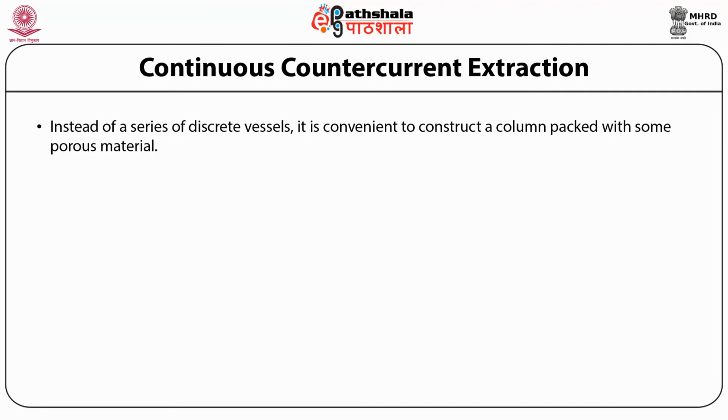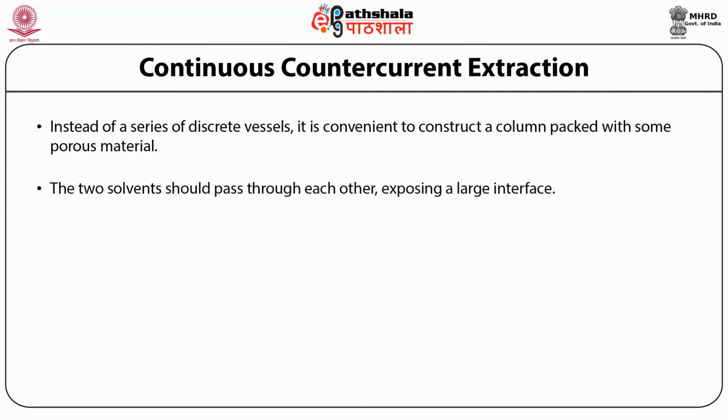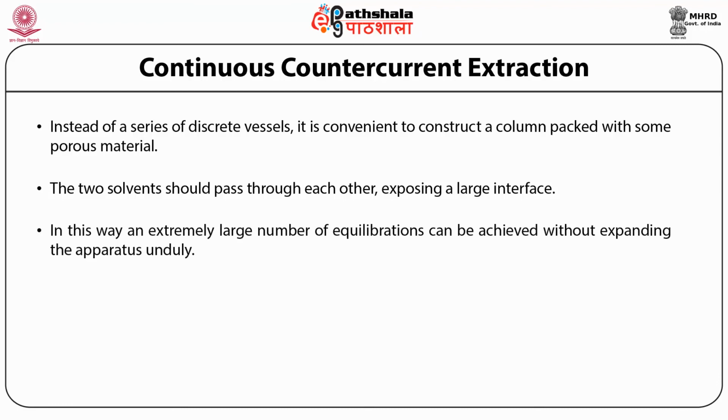Instead of a series of discrete vessels, it is convenient to construct a column packed with some porous material which will hold one of the solvents stationary on its surface while allowing the other solvent to percolate through it. The stationary solvent need not be fixed in position. It is only necessary that the two solvents pass through each other, exposing a large interface. Thus, the term countercurrent is appropriate. In this way, an extremely large number of equilibrations can be achieved without expanding the apparatus unduly.